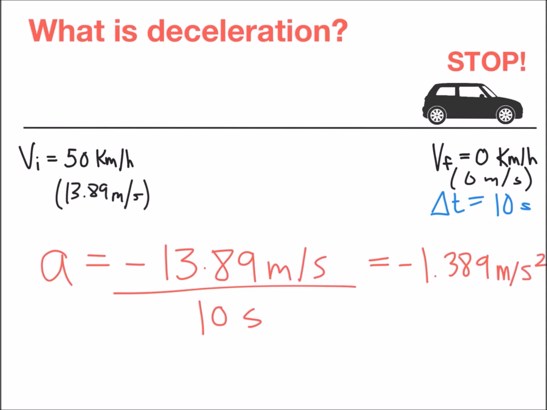We have to go back and check significant figures. 50 kilometers per hour has one significant figure. 0 really doesn't have any, and 10 seconds has one significant figure. Our acceleration has to be written in one significant figure. We can simplify that to -1 meters per second squared.